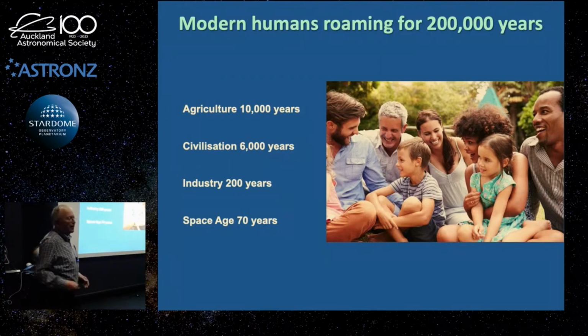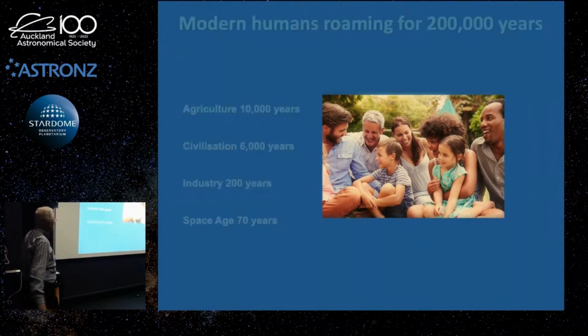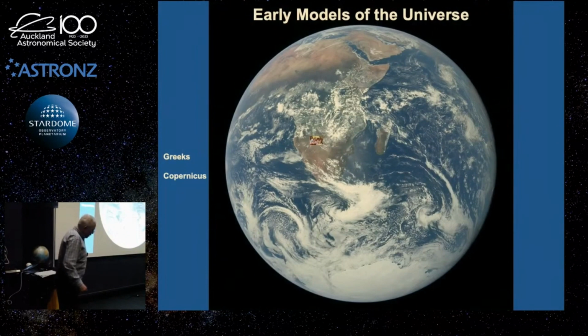And we've been in the space age for about the last 70 years. So you can see how things have been accelerating pretty quickly since we've been around. So in terms of our model of the universe, we're going back over 2,000 years ago when the Greeks already knew that the Earth was round at that stage.